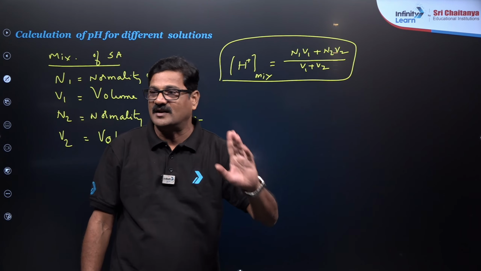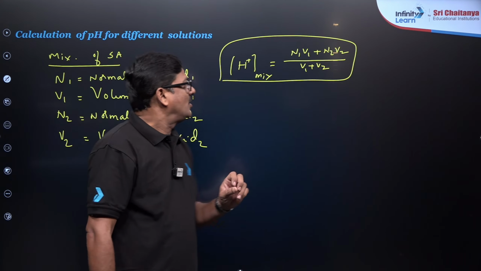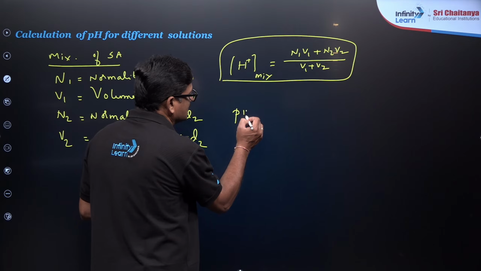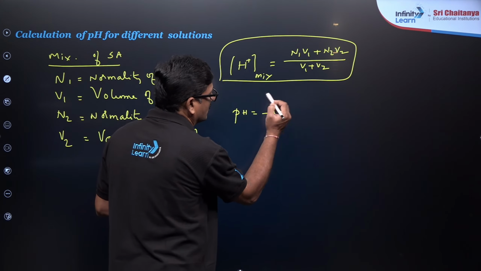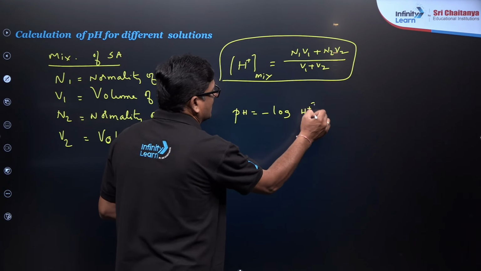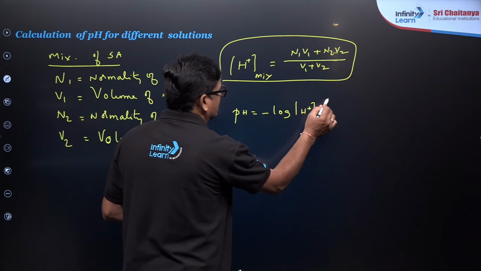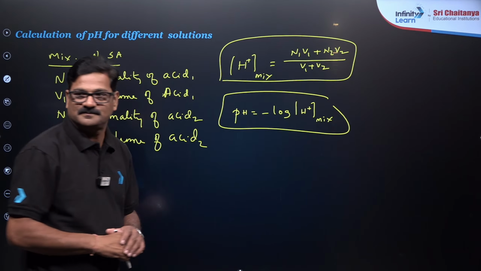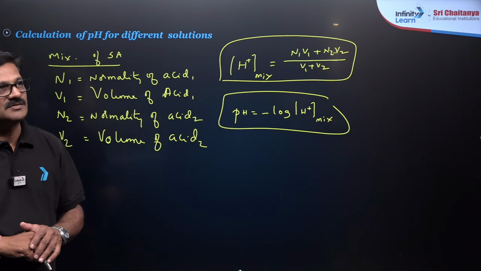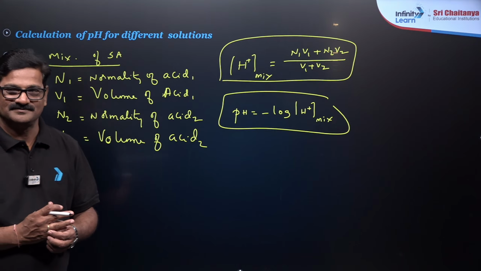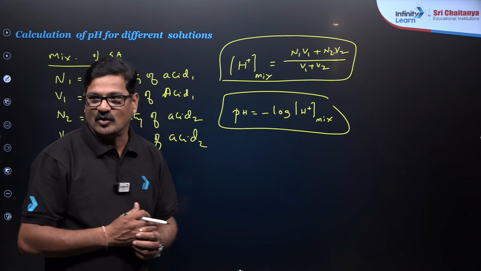That is going to be another important point. And once you get this, pH is going to be the negative logarithm to the base 10 of the H plus ion concentration of the mixture. You have to do it. This is very simple. Any doubt? Clear? If you have any doubt, please let me know.